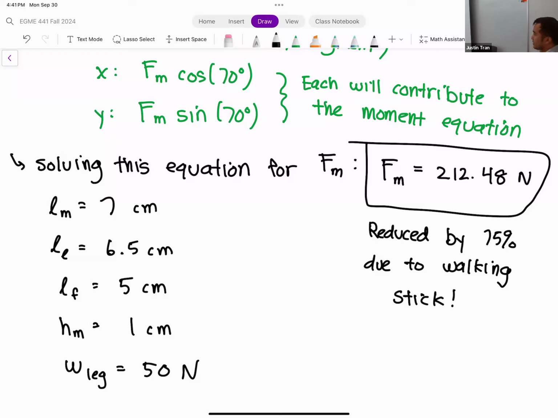All right, and so that is our moment equation. Okay. And so from here, you can take the exact same free body diagram, and we can do the sum of the forces in the x direction, sum of the forces in the y direction. That's going to give you the joint reaction forces.